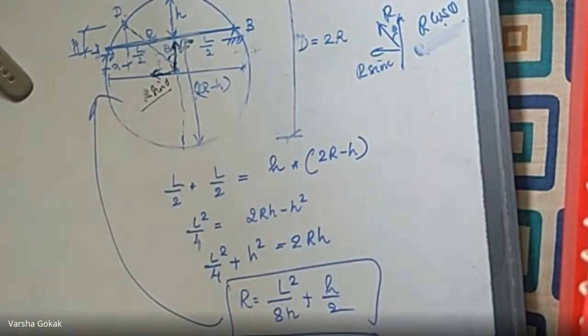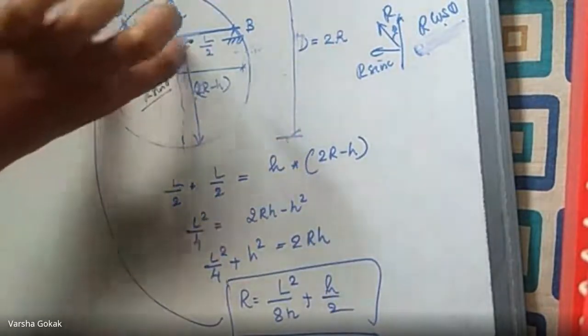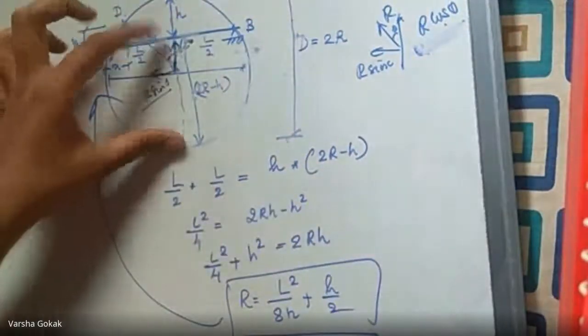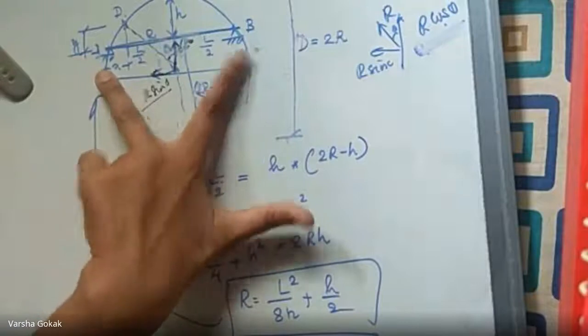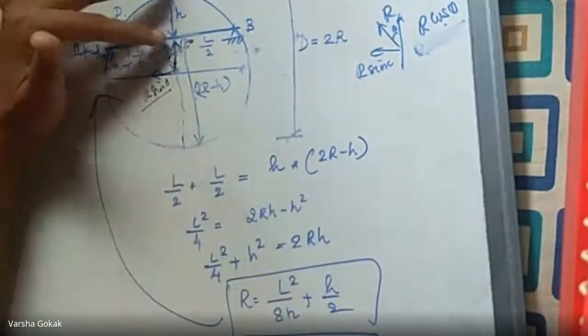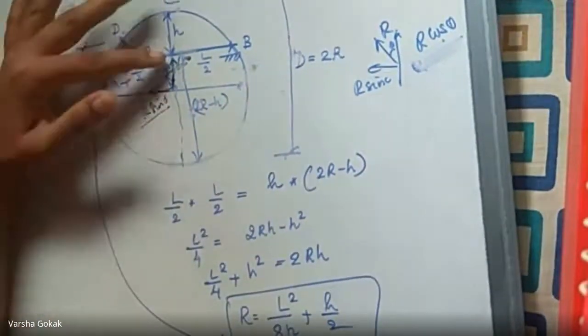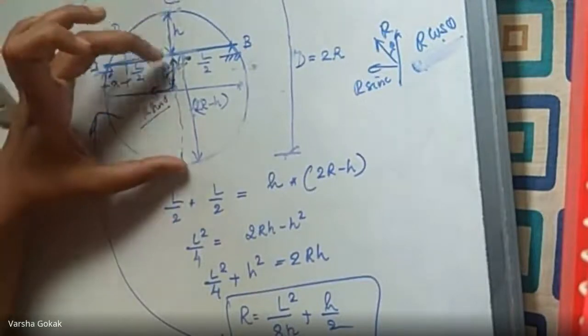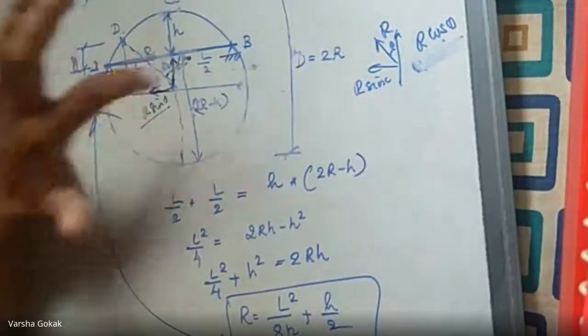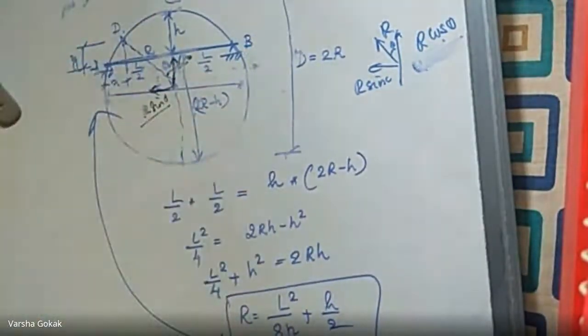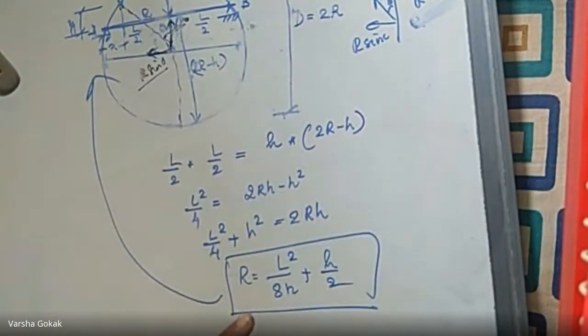Okay. The only trick is this into this is equal to this into this. You should know this is the span, total L, so this is L by 2, L by 2. This is the height, the rise of the crown, so H. The remaining part would be 2R minus H. Keep that in mind, multiply that, and you get the equation for the radius R.